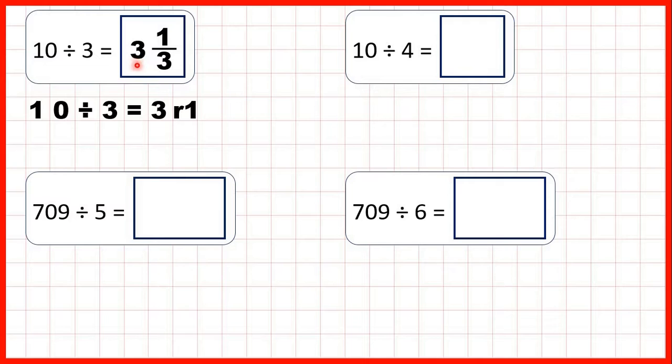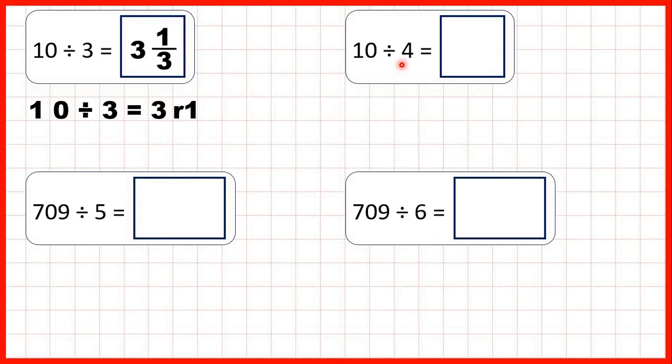Notice it's not 3 remainder 1/3. It's 3 remainder 1, but if we're writing the remainder as a fraction, we just write 3 and 1/3. We just write the whole number and the fraction without writing remainder.